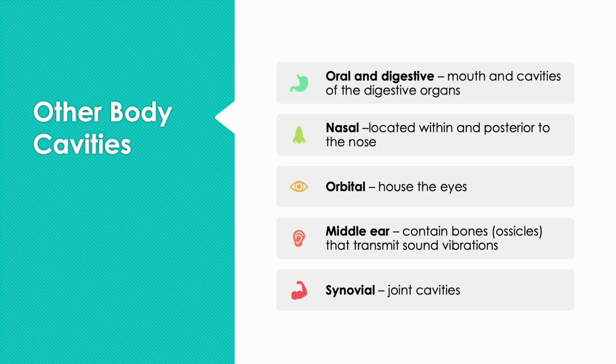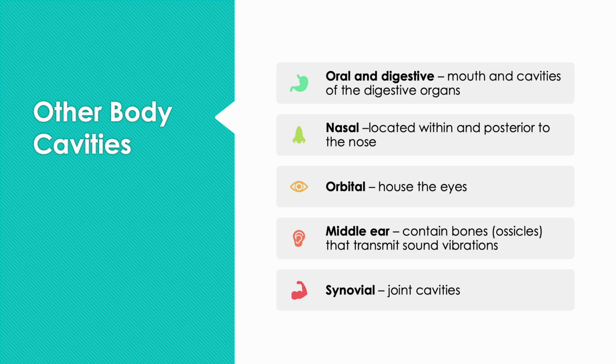Those are the main body cavities, but there are a few smaller body cavities that are also important to know about. So you have the oral and digestive cavity. These contain the mouth and the teeth and basically your esophagus. The nasal cavity, that's your nose. The orbital cavity, that's your eye. Your middle ear cavity, that's your middle ear canal. Those contain all the bones in your ear.